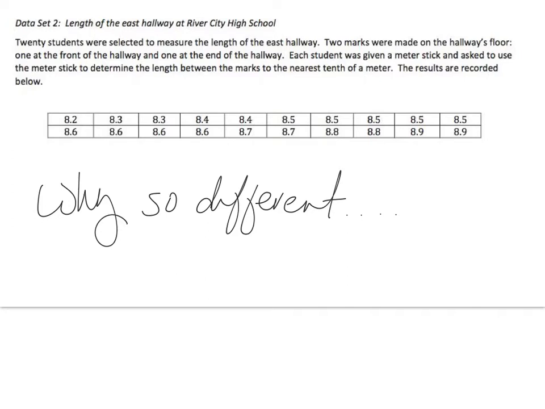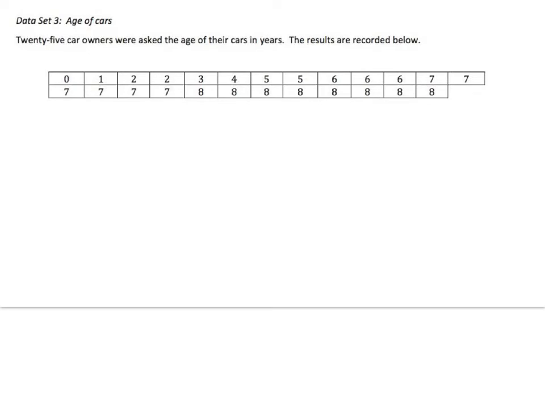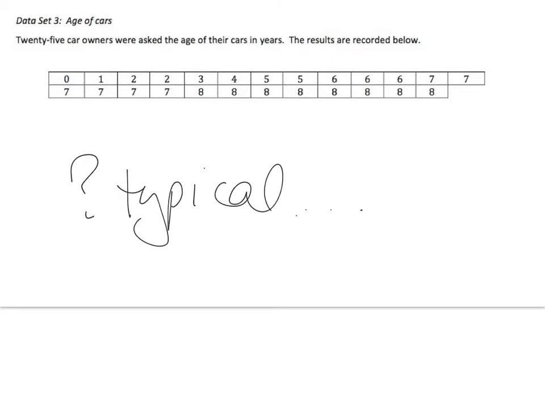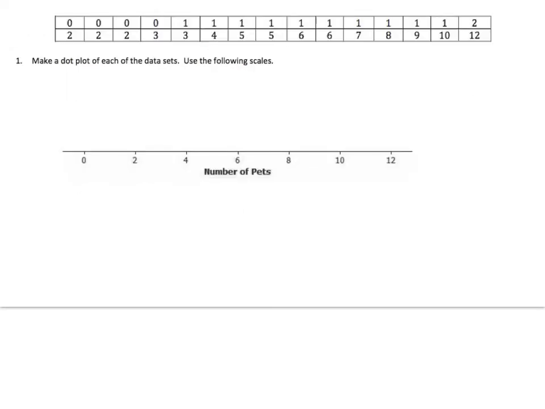Okay, let's look at the last one. Age of cars. 25 car owners were asked for the age of their cars in years. The results are recorded below. We go from 0 years all the way up to 8 years. What number would you use to describe the typical age of cars in years by the car owners in the group? Like, which one is typical? What's your opinion? What's my opinion? I don't know. Okay. So what are we going to do with these things?